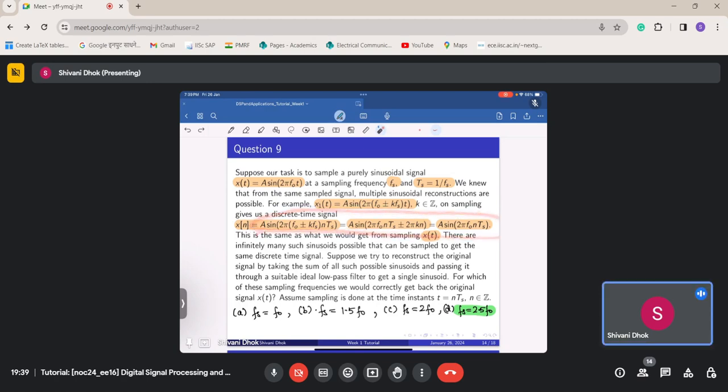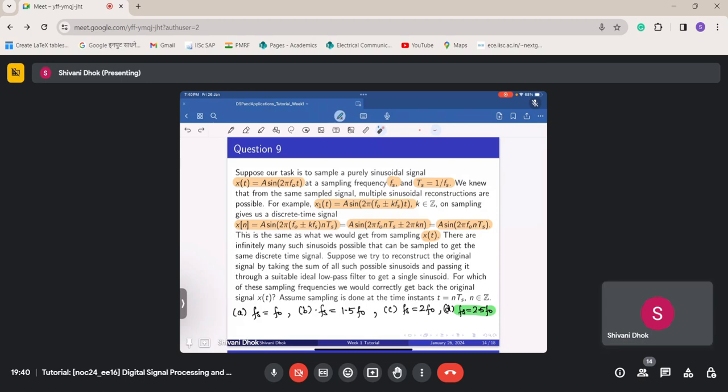Now consider another signal, which is x1(t). If we sample x1(t), we'll get, again, this signal. If we sample x1(t) with the same sampling frequency fs, we'll get this signal. So if we reconstruct back and pass through a low pass filter, there is an ambiguity whether it is x(t) or x1(t). If we don't want that ambiguity, what should be the sampling frequency?